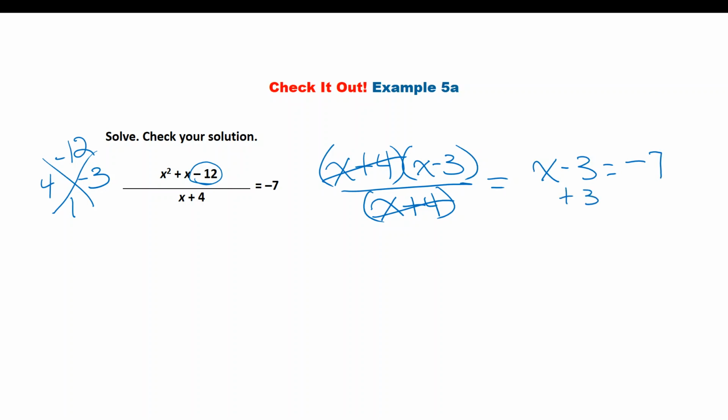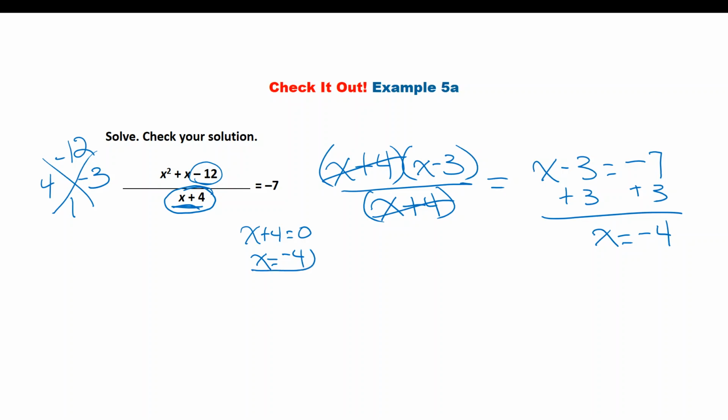Add positive 3 to both sides, so I have x equals negative 4. Now let's come over here and take a look at this. My denominator is x plus 4, and if that were to equal 0, x could not be negative 4. Otherwise, I have no solution, and it turns out that x is equal to negative 4, so in the end, the answer is no solution.